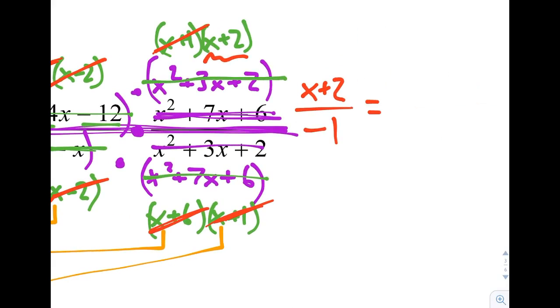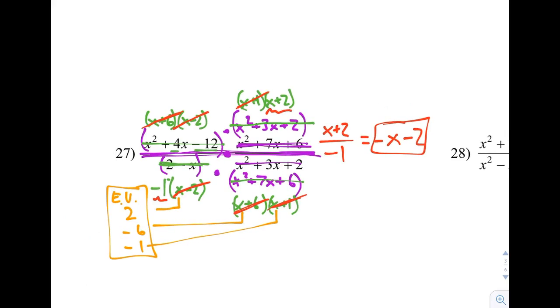And just like the last one where we had something like that, we can divide each of those by negative 1 and get a final, most simplified answer of negative x minus 2, with our excluded values over here of 2, negative 6, and negative 1.